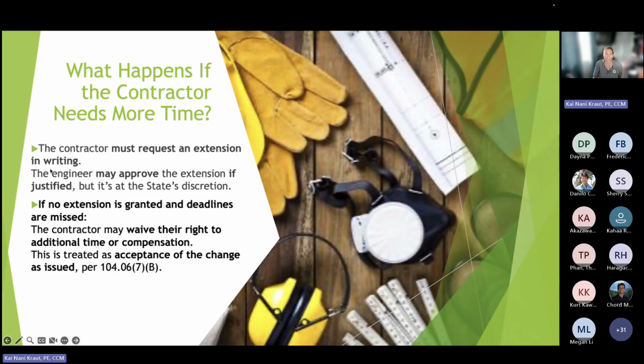Contractor must request an extension in writing. The engineer may approve the extension if justified, but it's at the state's discretion. So again, these are not written. These are almost legal doctrines, and this is the recommendation. If no extension is granted, the deadlines are missed, the contractor may waive their right to additional time or compensation, and it's treated as an acceptance of change. So 104.06.7b basically says if you don't provide notification, then you say that you're okay with it.